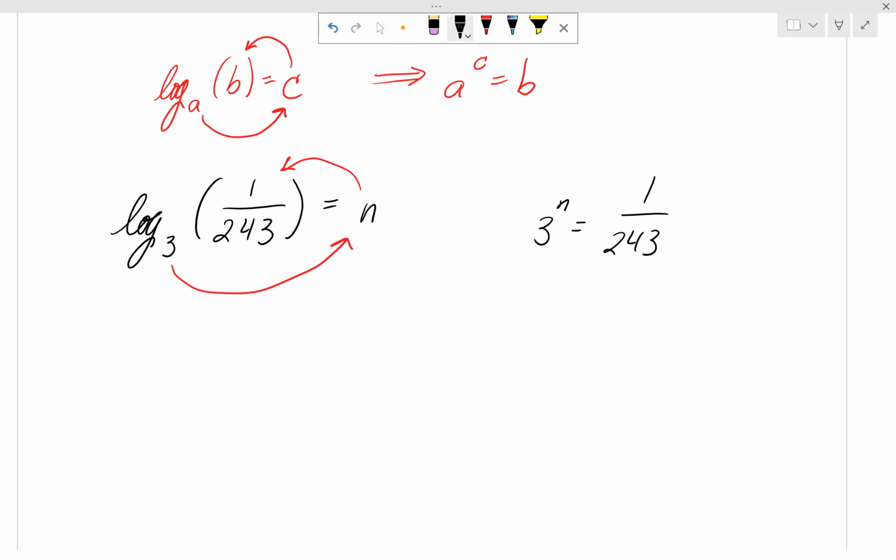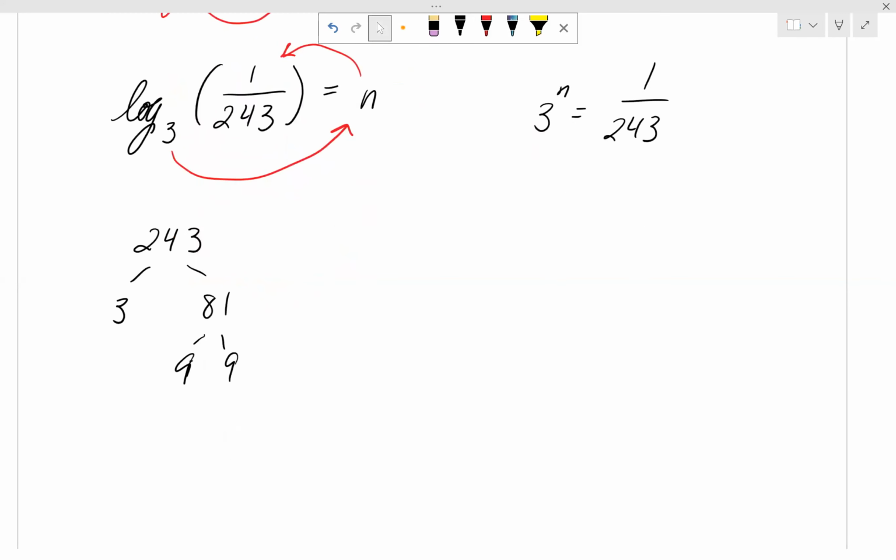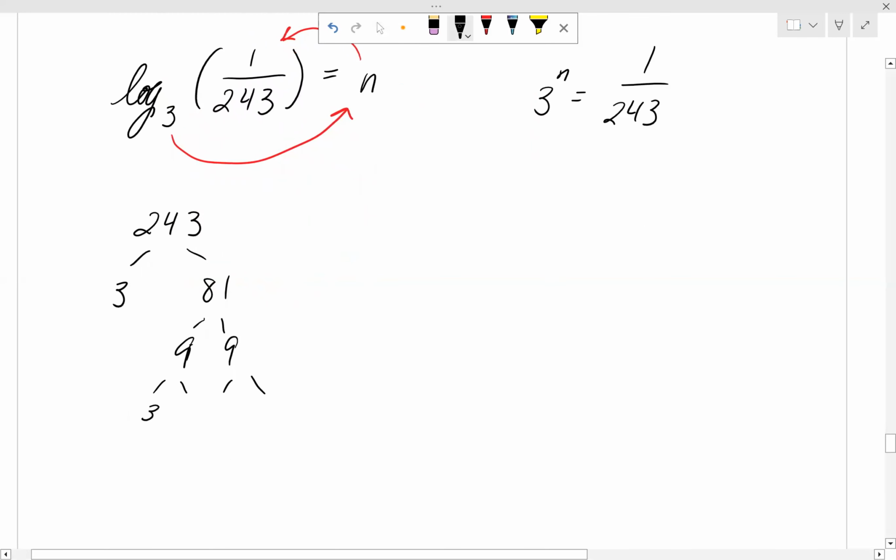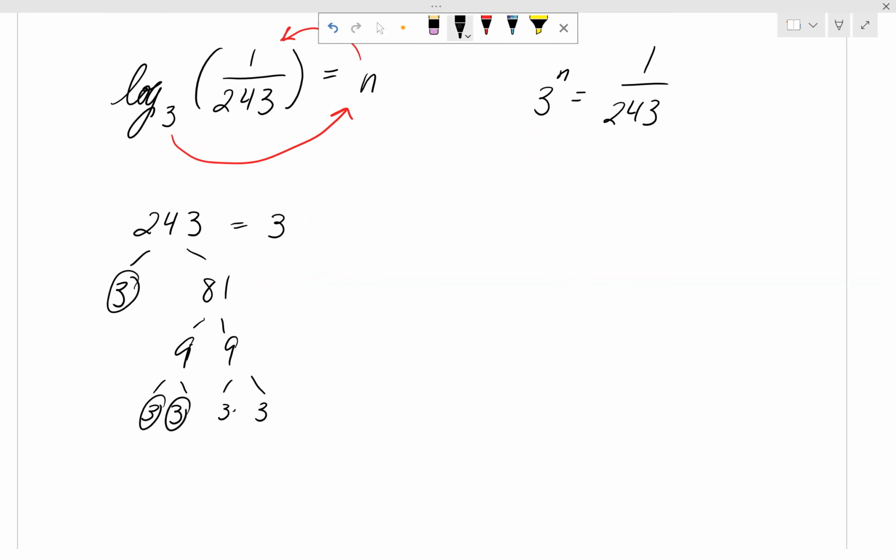So this 243, I'm going to try and factor it in terms of 3. So I'm going to do that over here. 243. I'm going to start factoring out 3s to see what I get. Whenever I factor out a 3 here, I get 81. And 81 is 9 times 9, which I know is 3 times 3 and 3 times 3. So then that tells me that 243 factors as 3 to the 1, 2, 3, 4, 5. 3 to the 5th power.